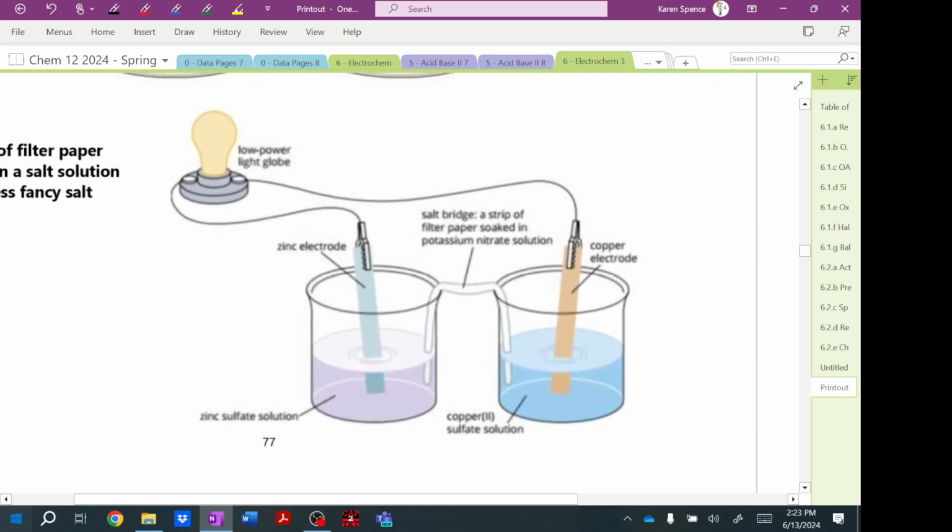So if you wanted to make your own thing at home with some cups and paper towel, in theory, you could do it. You would just need some chemicals to work with. Okay?